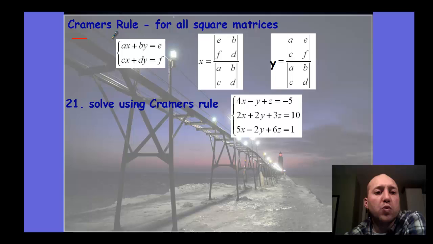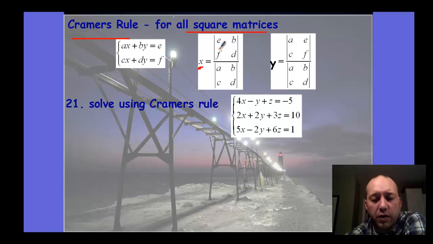Last concept is Cramer's rule, and it's for all square matrices. We can use this to solve a system. So really we're looking at this system right here. We have ax plus by equals e, cx plus dy equals f. We can solve for this variable by taking the determinant of EBFD.